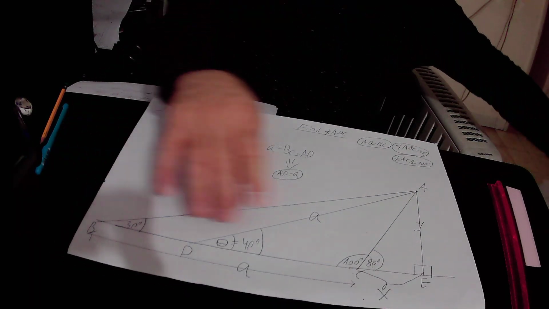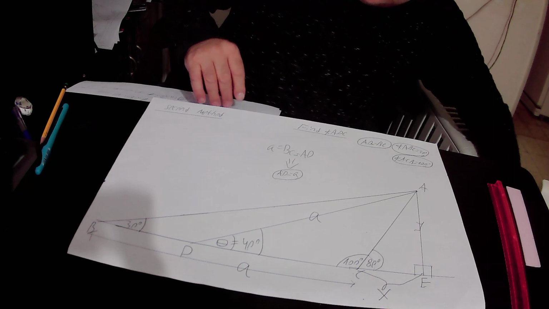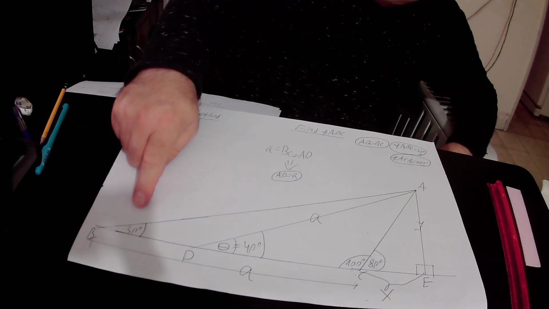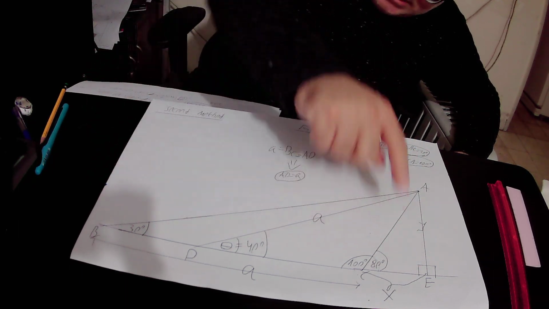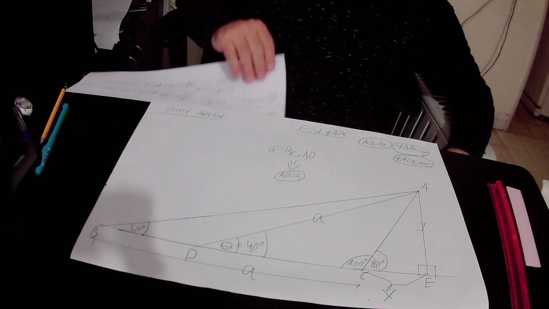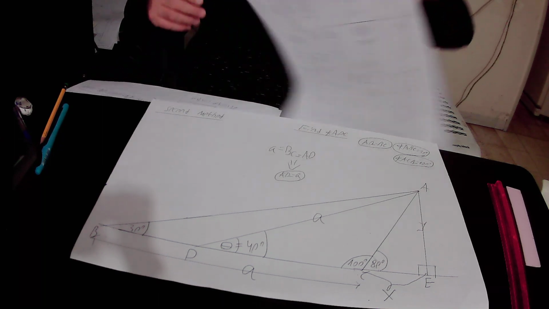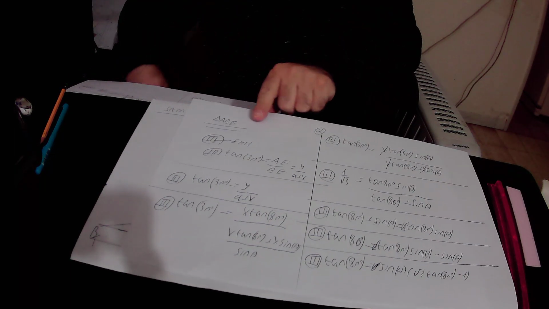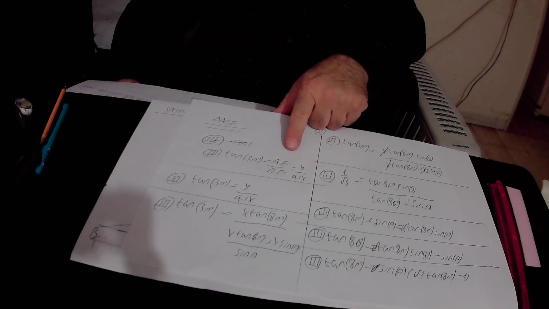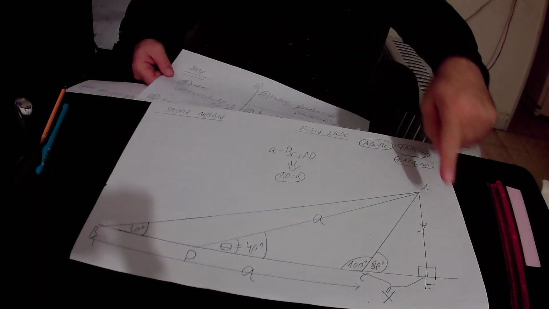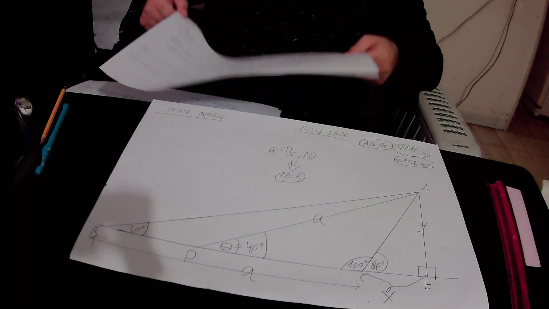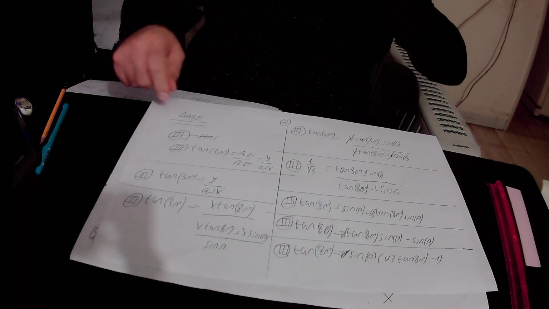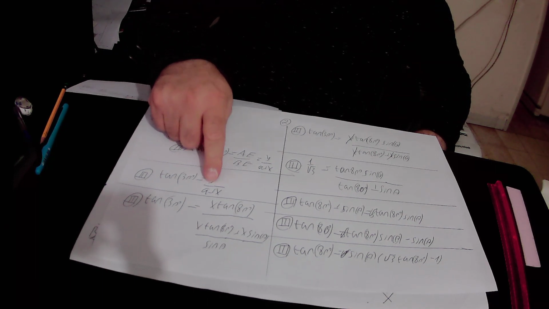Then we focused on the right triangle ABE. Here we know that tangent 30 degrees equals AE over BE. AE equals Y, and BE equals A plus X. So in conclusion, we found out that tangent 30 degrees equals Y over A plus X.